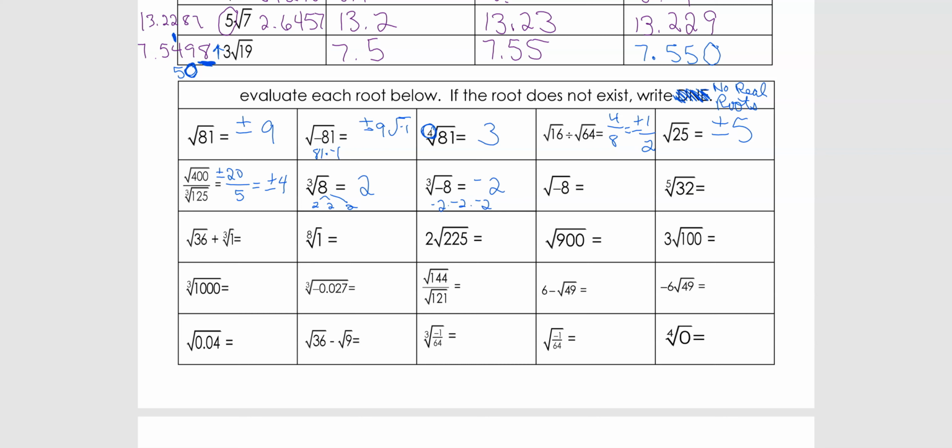Right? But square root of -8. We cannot square to get a negative, and 8 is not a perfect square. And it is negative. So this one would still be does not exist in the terminology that they've given you, or no real roots. Just like this square root of -81 was no real.